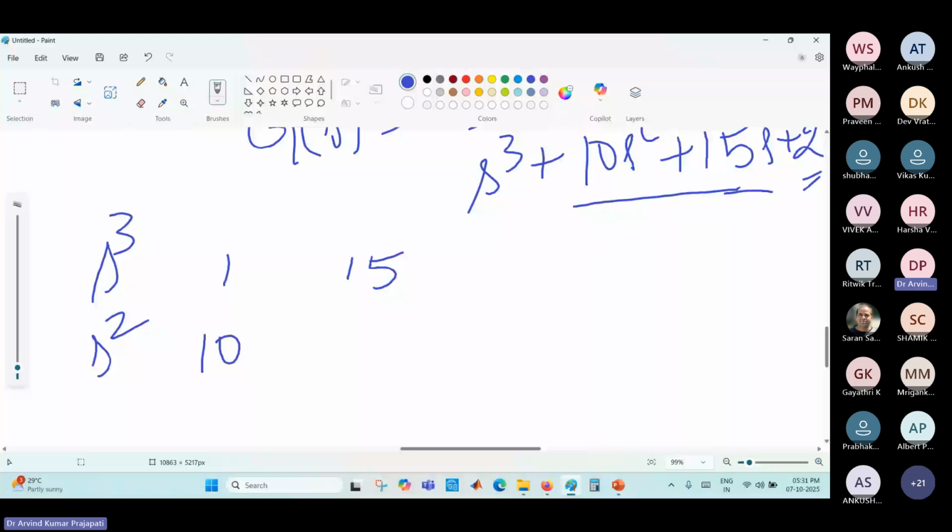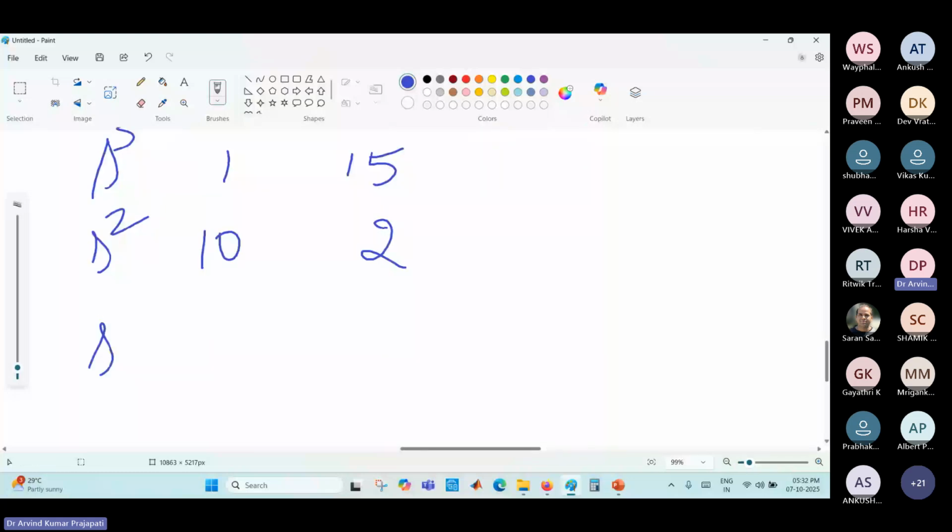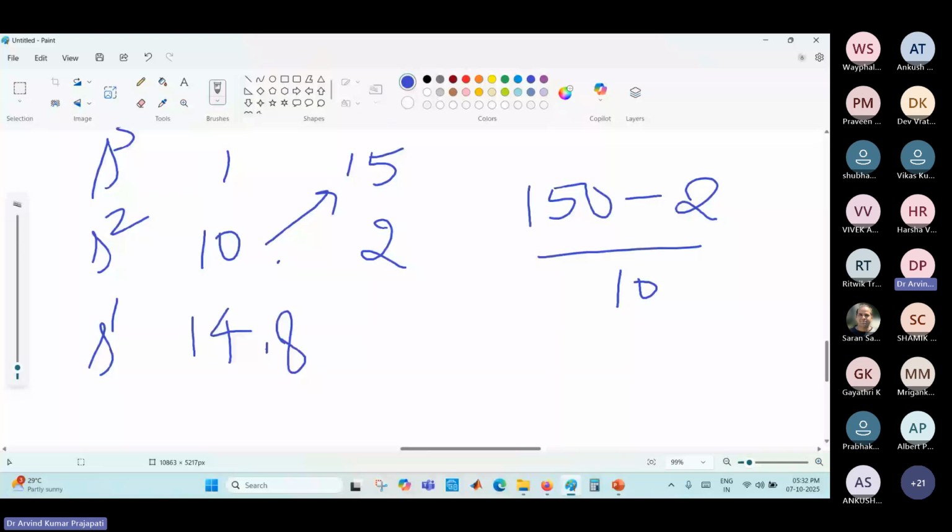Now the rest of the rows we can calculate using the Routh recursive formula. So what is the Routh recursive formula? You multiply 10 into 15, so you get 150, and then minus 2, divided by 10. So you will get 14.8. And then this is 0, and then you can calculate s naught. If you calculate s naught, you will get 2.